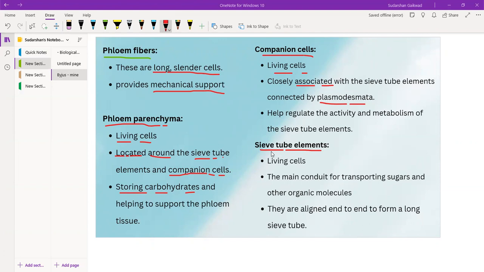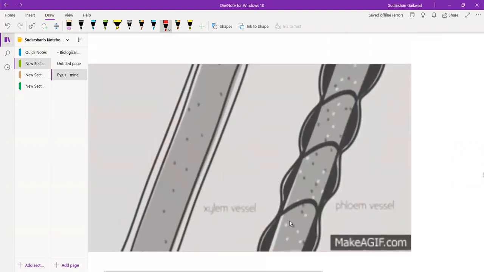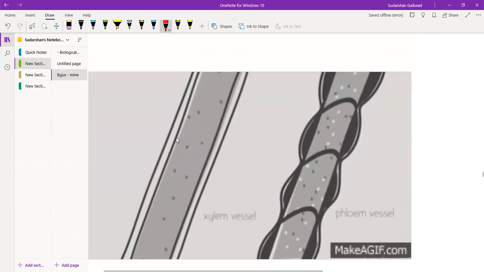Companion cells are living cells. They are closely associated with sieve tube elements and they are connected by plasmodesmata. Plasmodesmata are like a small tube which connects one cell to the other. They help in intercellular transportation. And the next one is sieve tube elements. They are also living cells and they conduct and transport sugars and other organic molecules. They are aligned end to end to form a long sieve tube.